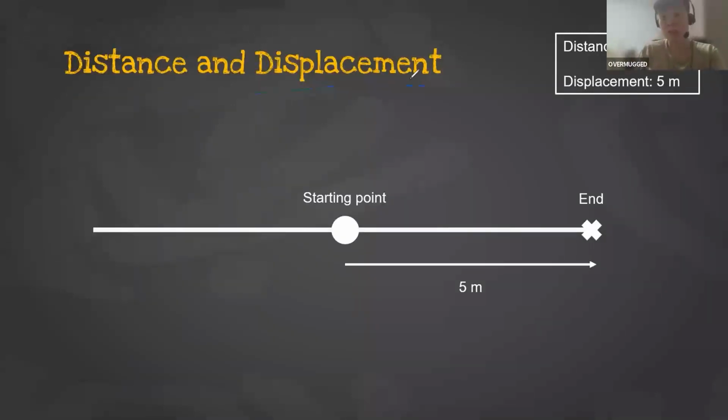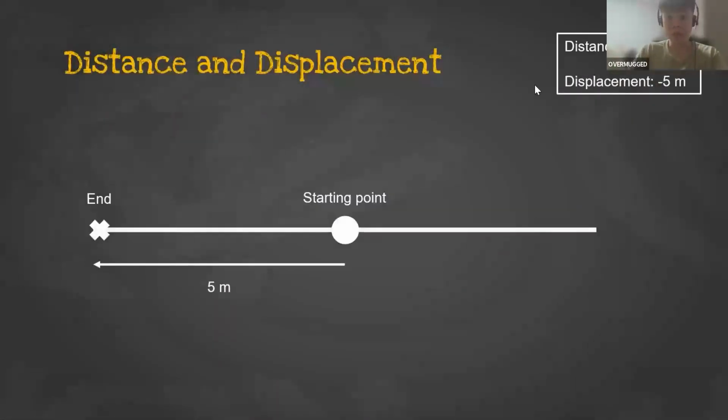Let's try to understand the difference between distance and displacement. Let's say I have this as my starting point and I move 5 meters to the right and end up here. My distance will be 5 meters. My displacement will also be 5 meters. For the second scenario, if I move 5 meters to the left, my distance is 5 meters, but now my displacement is negative 5 meters. For vectors, there is a plus and minus sign, and that sign indicates the direction. Usually, we indicate plus for the right side or forward direction, and minus for the left side or backward direction.